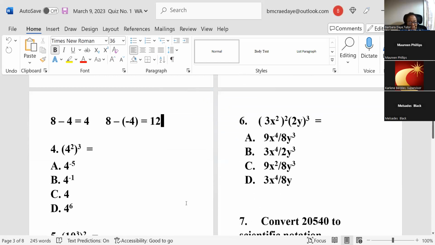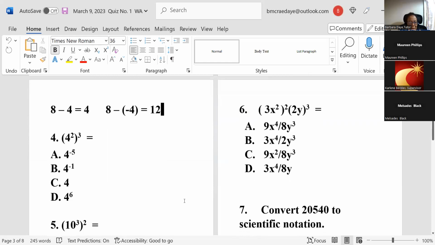Maureen, what's the answer for number 4? Power to a power. What's the answer? Oh, D. Mercedes, you agree? Maureen said D. Do you agree? You know your rule for power of a power?